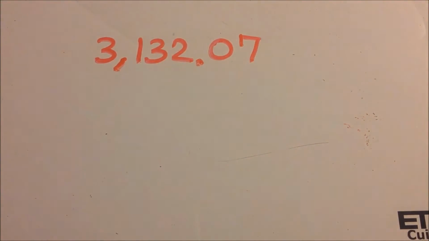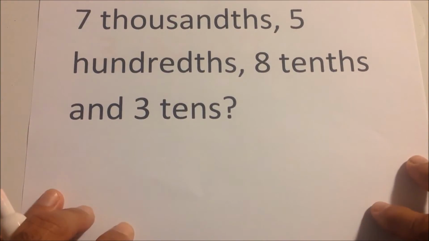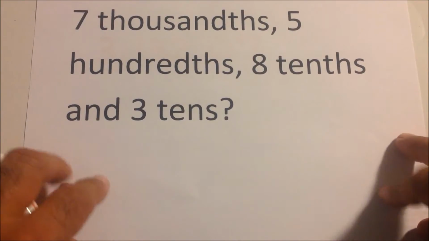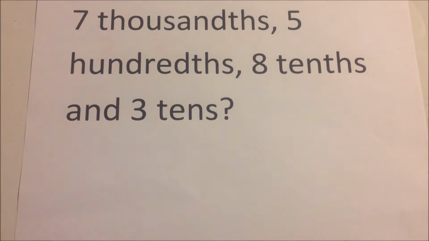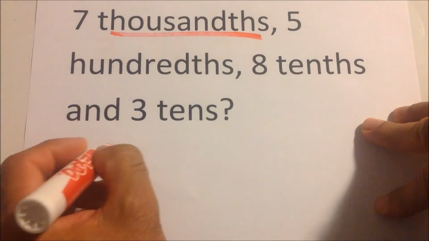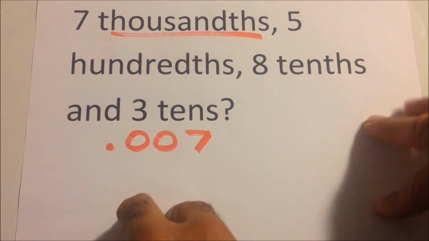What if I had something like this? How would you make that decimal? Make a list, do it carefully, one at a time, see if you can do that. Give it a try. So make your list. It says 7 thousandths, that's the first one. So let's make thousands, tenths, hundredths, thousandths. We should have something like that.